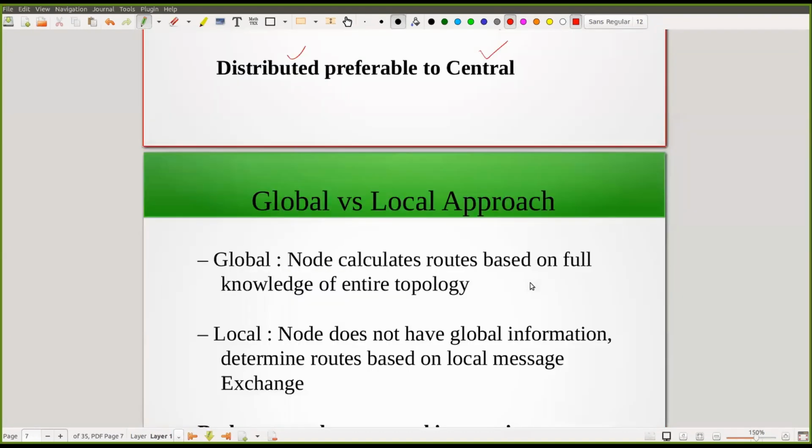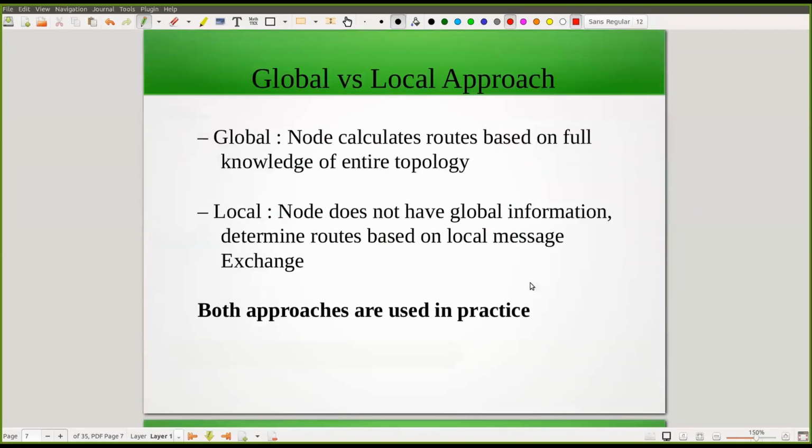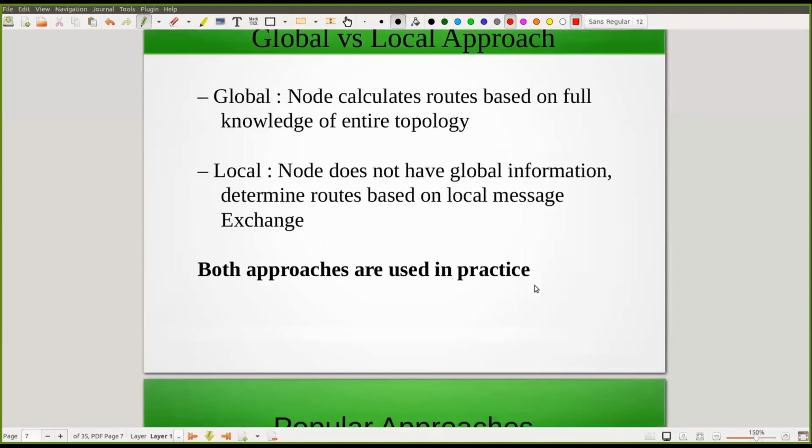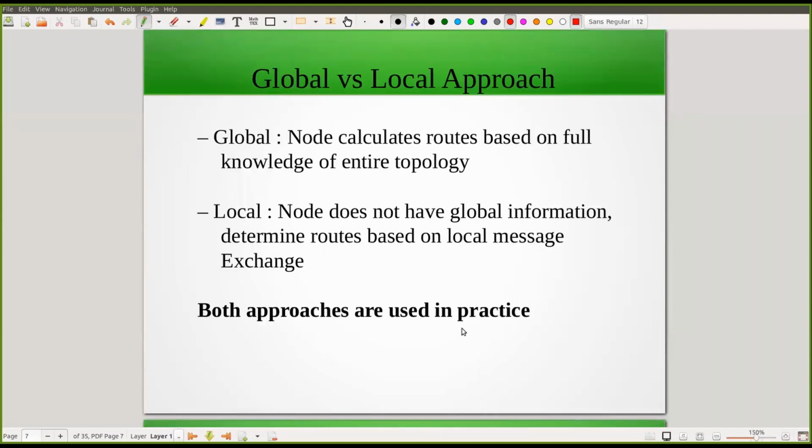Now another segregation of how the routing table is built up: local knowledge and global knowledge. So what is local knowledge, what is global knowledge? Let's try to understand. Let me draw a simple diagram here to understand what is local and what is global.